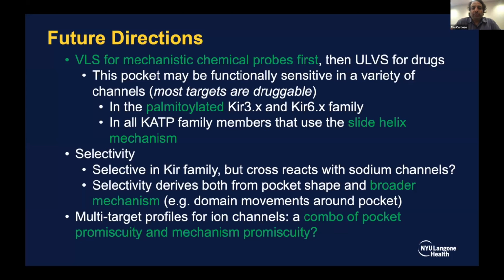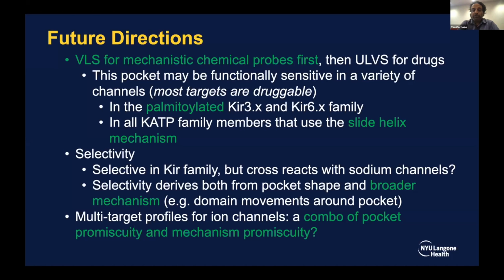This should translate to the KIR3 and the rest of the KIR6 family because they are closely related. I didn't talk much about the slide helix, but it's the key helix near this pocket that connects the SUR, the transmembrane helix of the KIR, and the PIP2. And so any pocket near this key mechanistic keystone, I think, can be a target in these channels. I think there's some lessons about selectivity. This was very selective in the KIR family, but surprisingly, I didn't show this, but we found it might cross-react with a sodium channel. So this mechanism may be more general, and that creates promiscuity. But we did find that the selectivity might derive here from both the pocket shape and the broader mechanism.